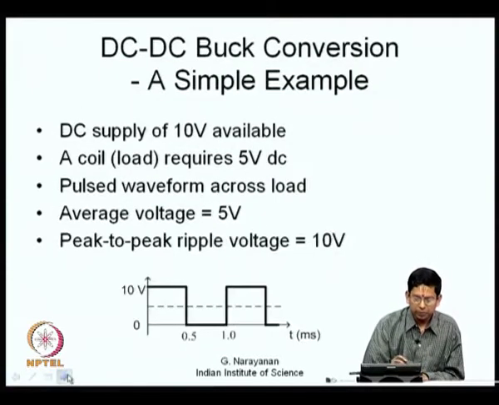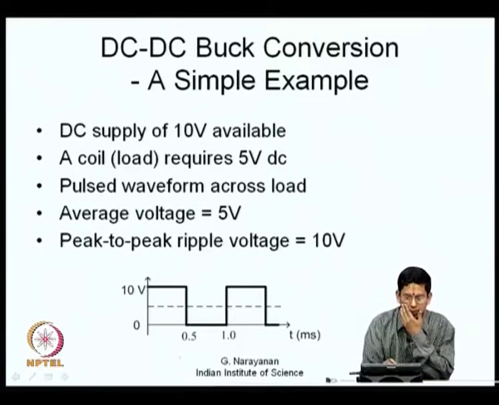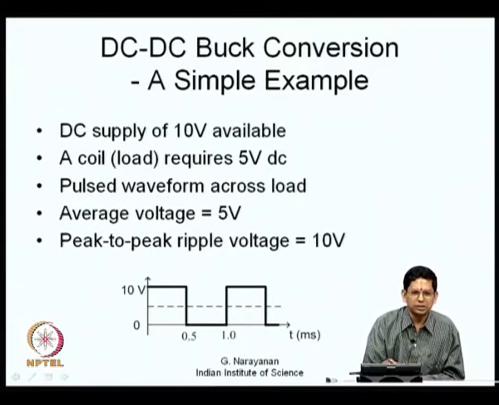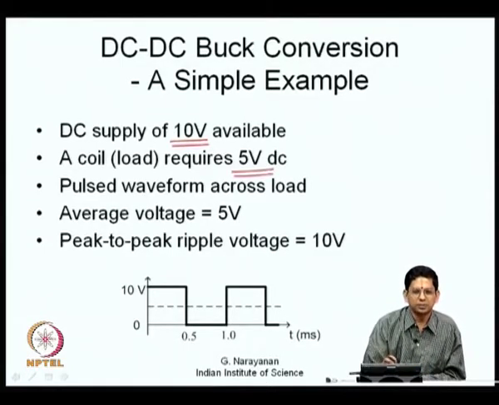So, let us consider a simple example of DC to DC buck conversion. As I said in the previous lecture, let us say we have a 10 volt supply that is available. This is the DC supply that is available, but we have a load which requires 5 volt DC. So, what can you do? You can apply a pulsed voltage waveform like this, that is, you can apply 10 volts for a certain interval of time, and you can apply 0 for the remaining interval of time. Again 10 volts and 0, you can go on doing it in a cyclic fashion, so that you end up producing a certain average voltage as indicated here.